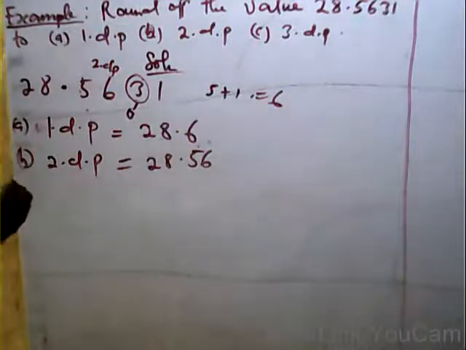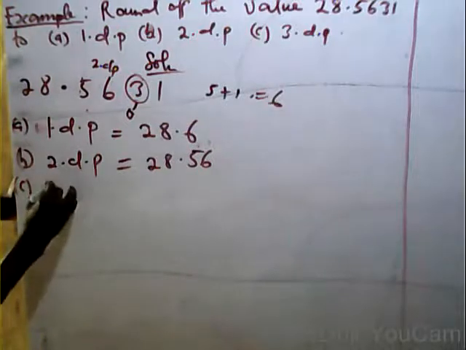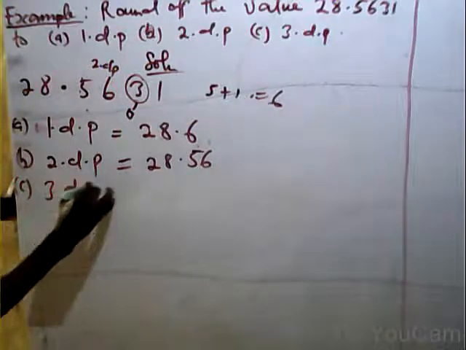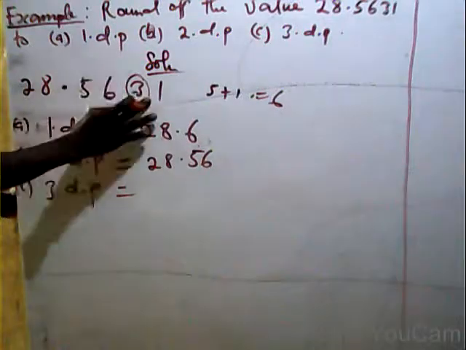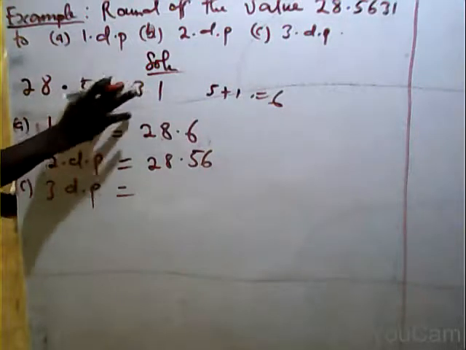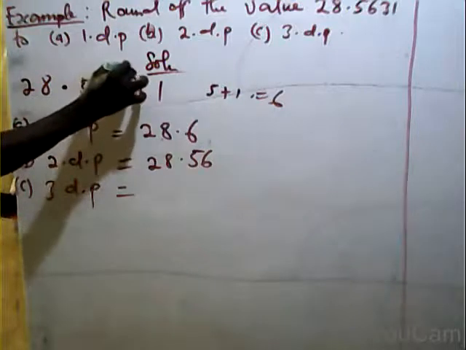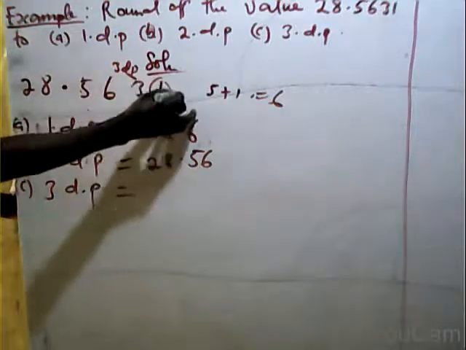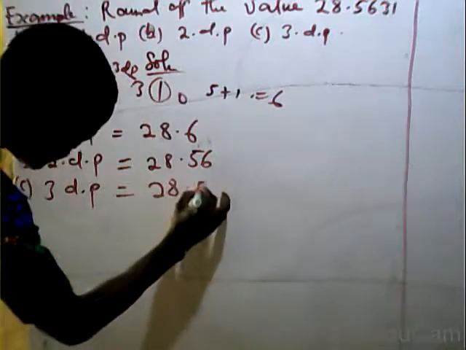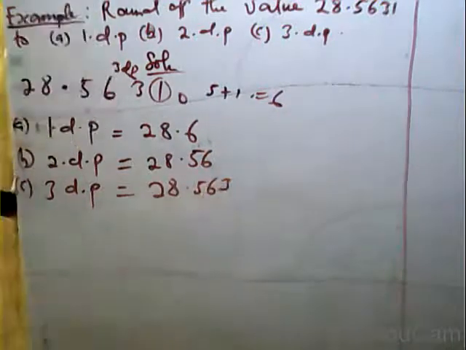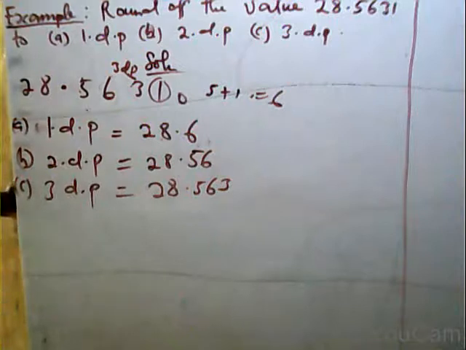Then to 3 decimal places, it should be what? So 3 decimal places is here. This is where our 3 decimal places is. The digit after it is 1, so you round it down to 0, and we have 28.563. Are you getting it now? So that is to 3 decimal places.